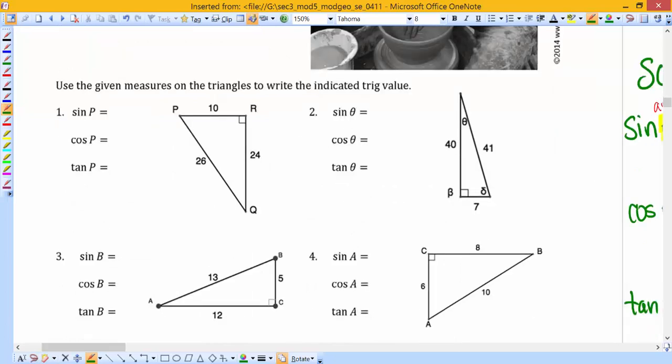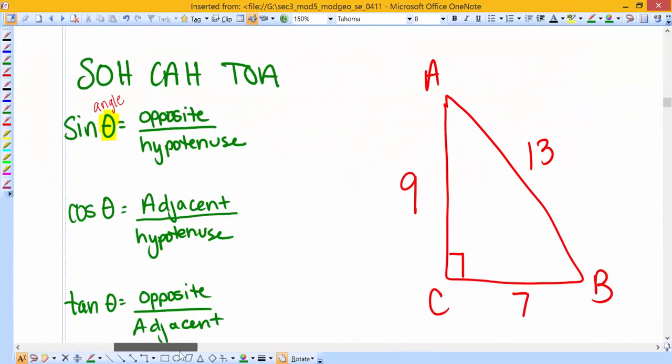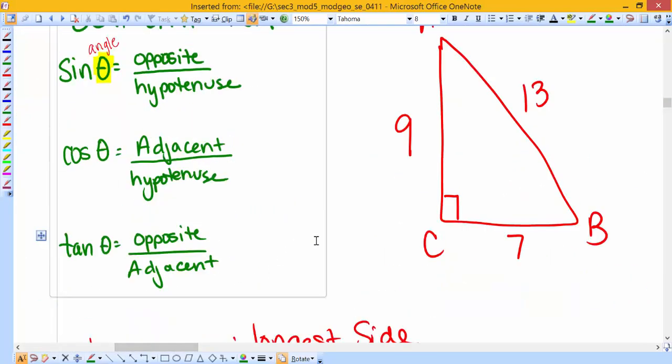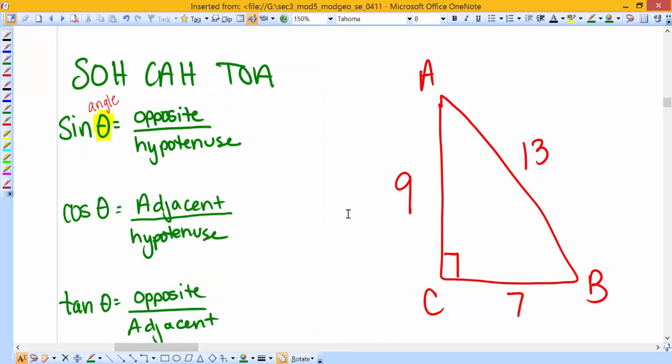So you only have 4 here, and I don't want to take one of those problems away from you. So let's go ahead and do some notes. This is going to take a little bit of time. SOHCAHTOA. You should have gone over something similar to this in Math 2.